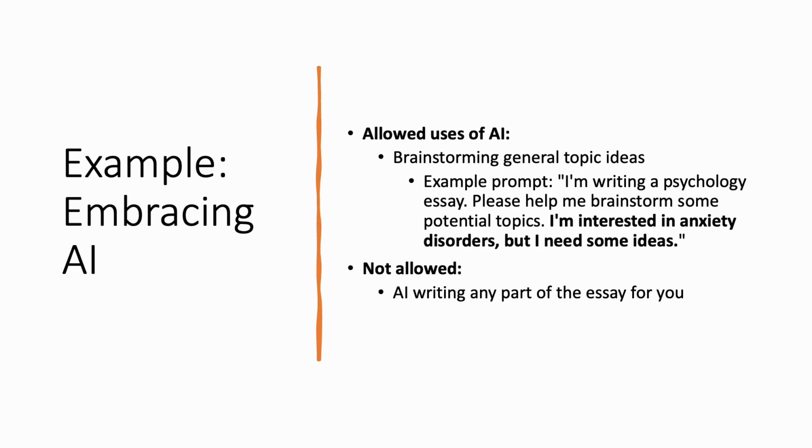So here's an example broken down for you using the concepts I just laid out. So here it's broken down into what the allowed uses of AI are and what is not allowed. So I say, you are allowed to brainstorm general topic ideas using AI. And I give an example prompt. I say, I'm writing a psychology essay.